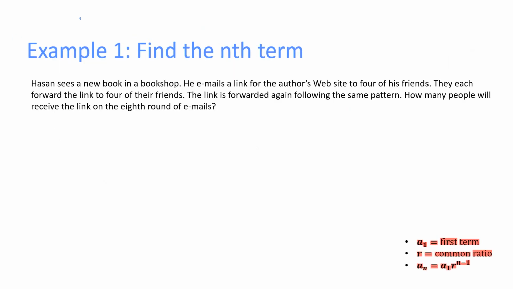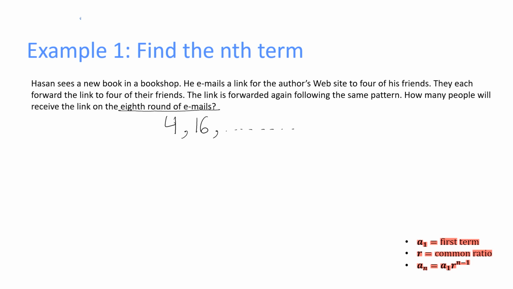Let us now go back to our original problem where we wanted to find how many people will receive the link on the 8th round of emails. So in the first round, there were 4 emails sent out. In the second round, there were 16 emails that were sent out, and we continue the pattern.